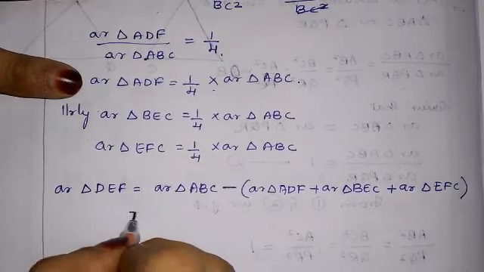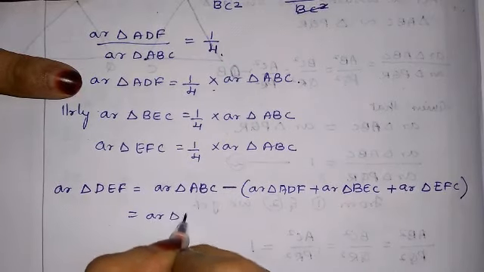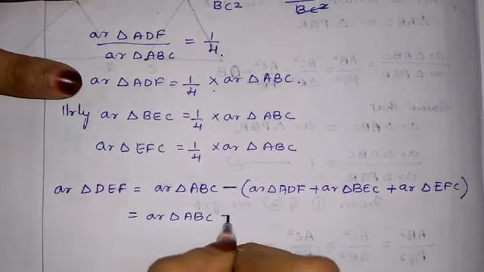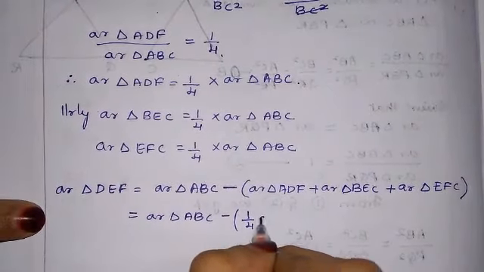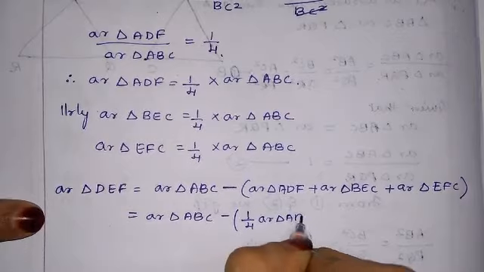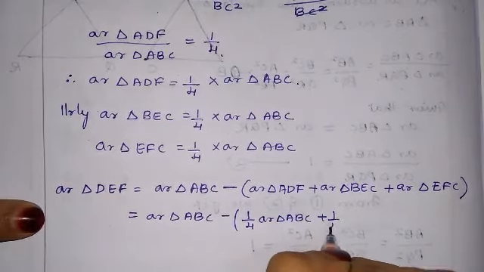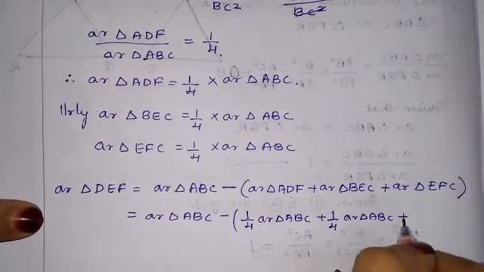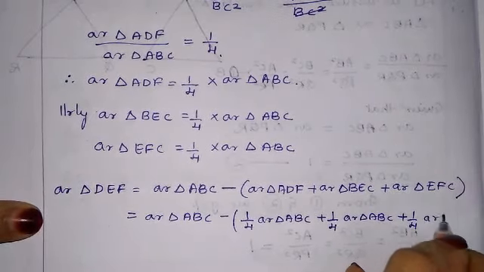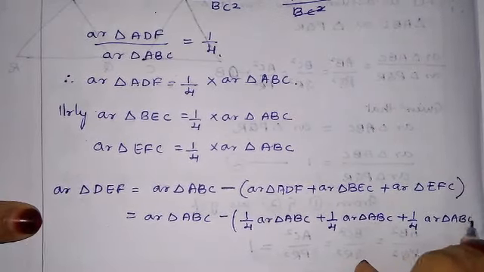Now let area of triangle ABC be as it is, minus, we know this is nothing but 1/4 of area of triangle ABC. This is also 1/4 of area of triangle ABC, and this is also 1/4 of area of triangle ABC.